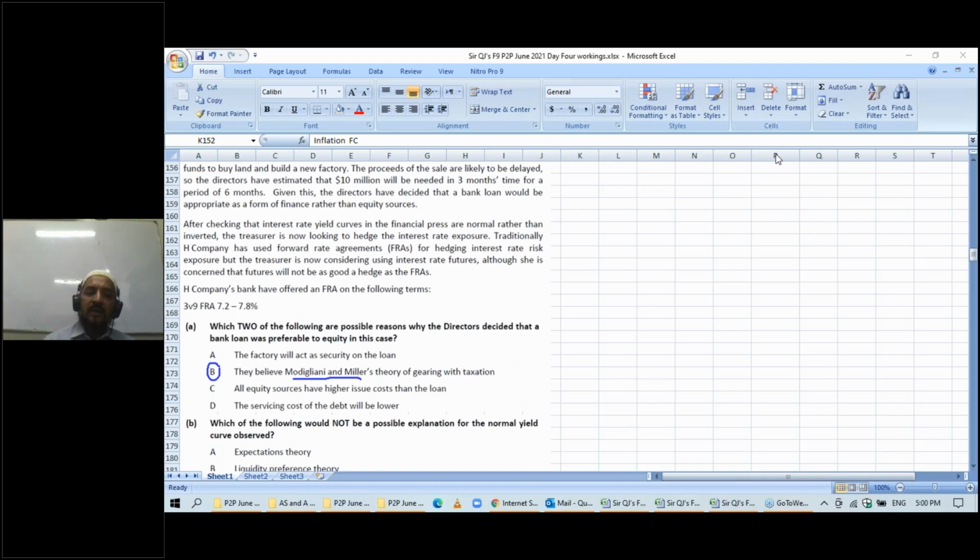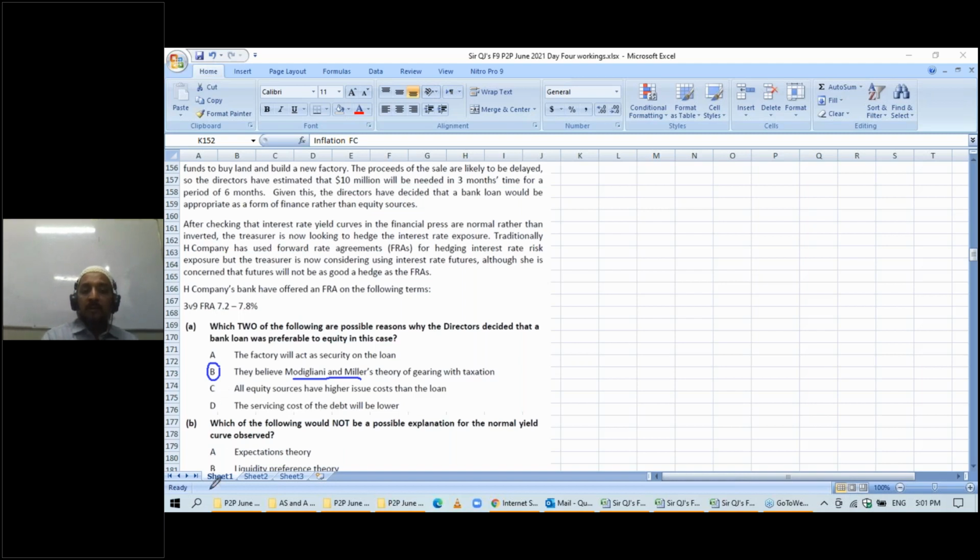So the main reason over here, they are concerned about the cost. So if they are concerned about the cost, it looks like they are concerned about the yield curves. By yield curve we see how the interest rate will move in the future, and they want to save some losses or cost arising in the future.